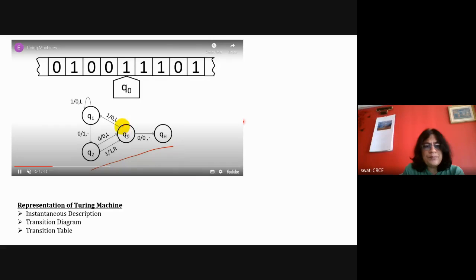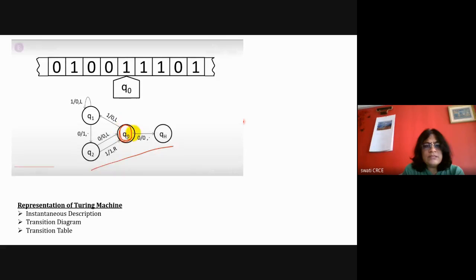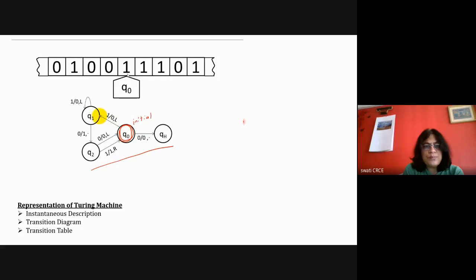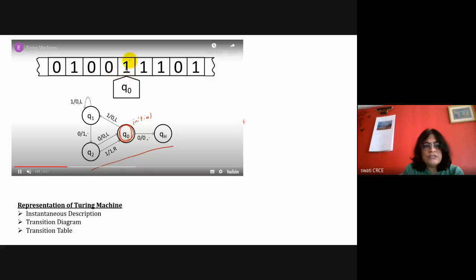In the state Q0, if it is 1, then 1 is changed with 0, initial state. So in the initial state, it will get 1, 1 is changed to 0. So it will change this 1 to 0. Okay, so it will change this particular 1 to 0, and it's going to left. So that is shown in the transition diagram, 1 change to 0 and go to left. So 1 change to 0, go to left.